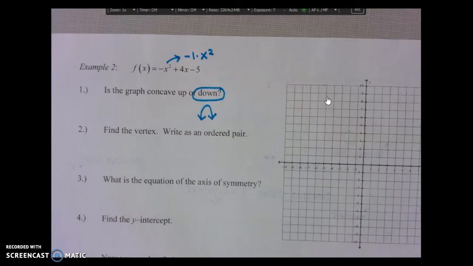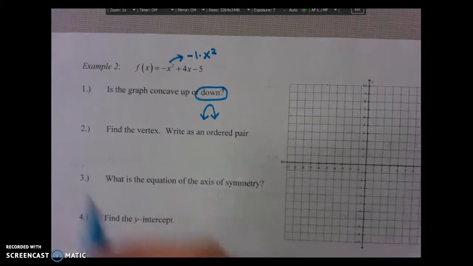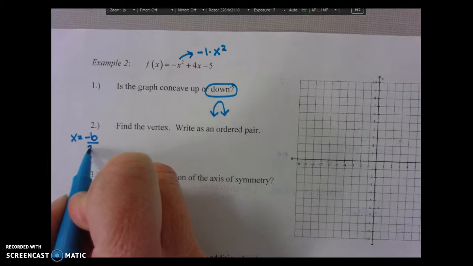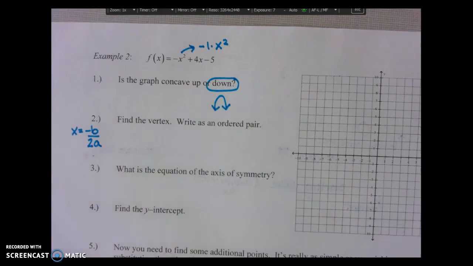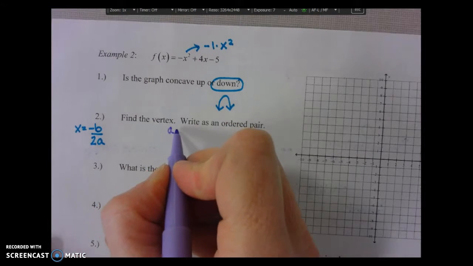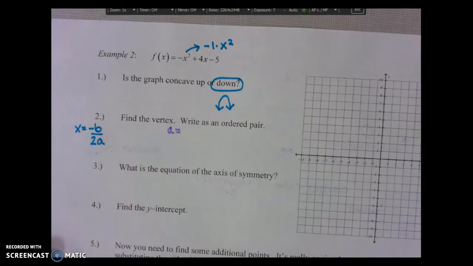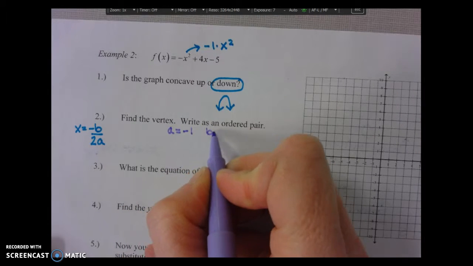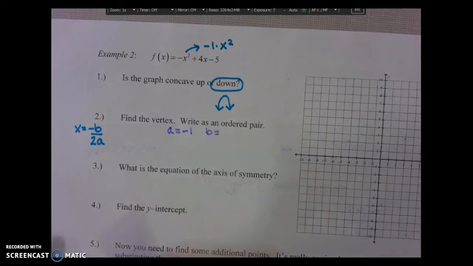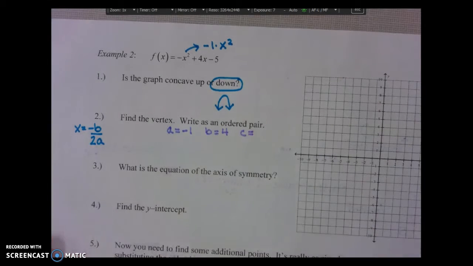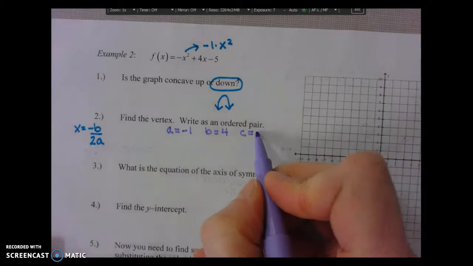The vertex is our most important point, so we're going to find that. We have a new formula for that. X equals the opposite of b over 2a. We have to remember where that b and a come from. They come from your equation. The number in front of x squared is a, which is -1. The number in front of x is b, which is 4. And c, even though I don't need it for my formula, it might be useful later, is -5.